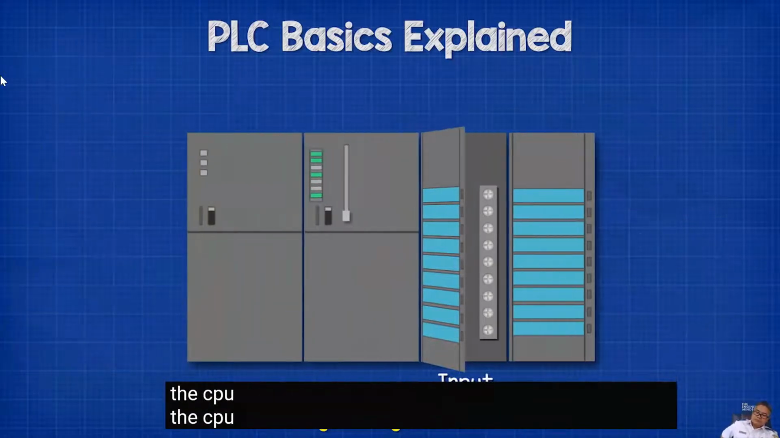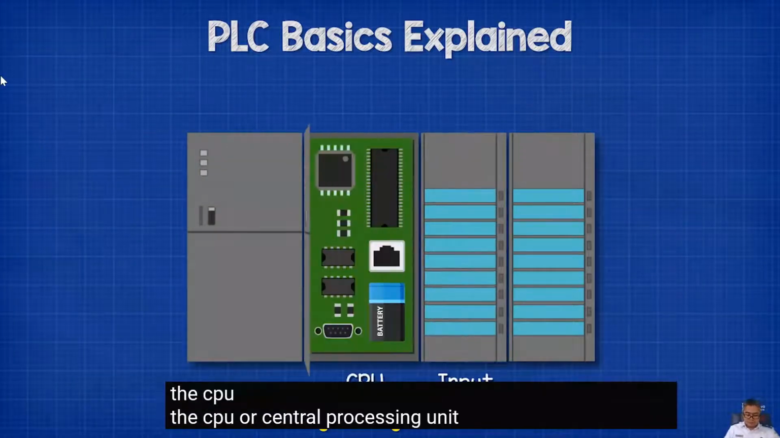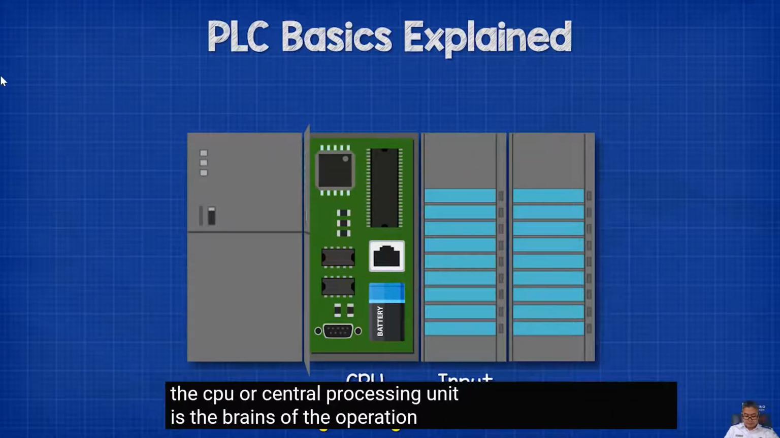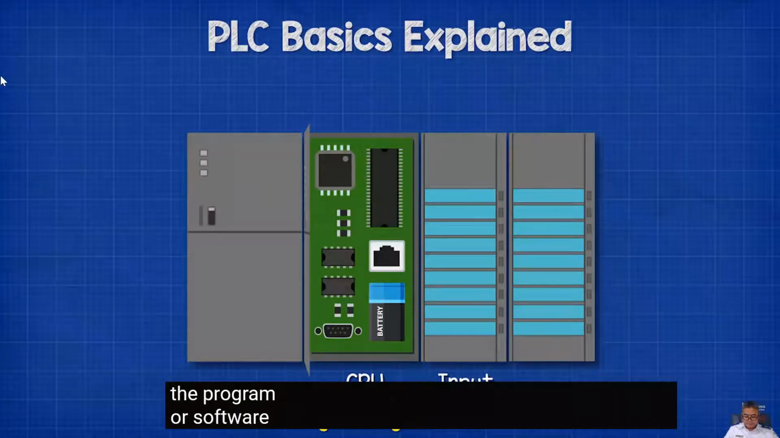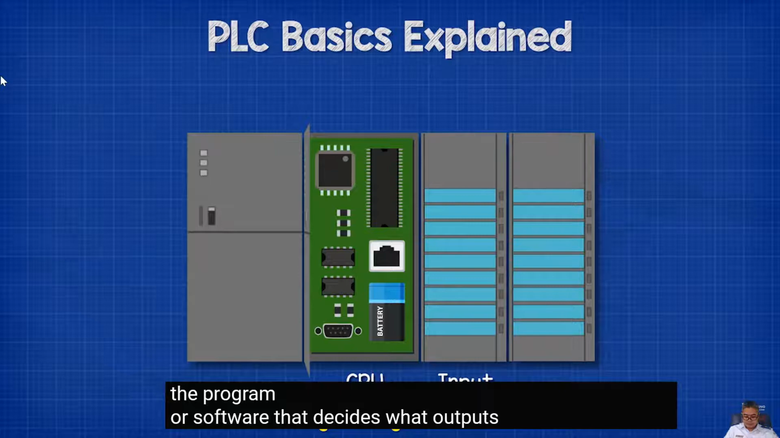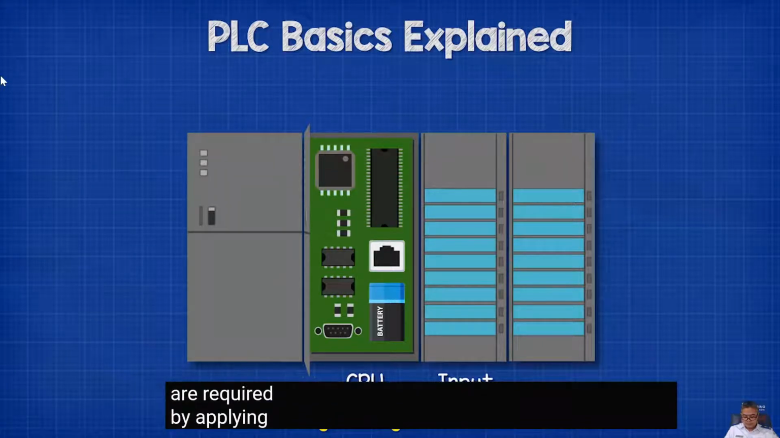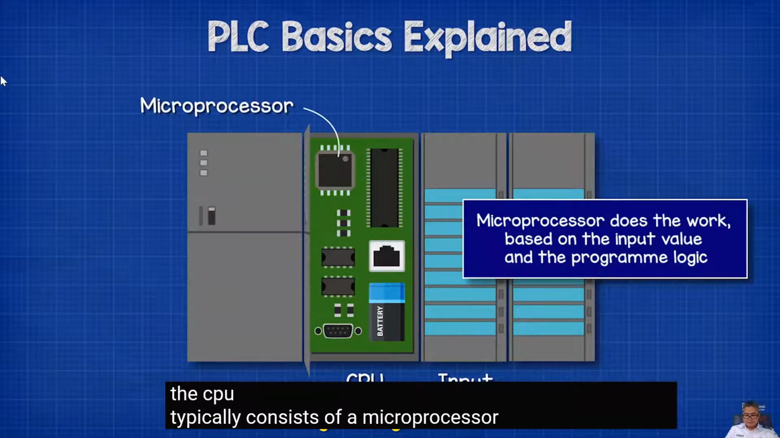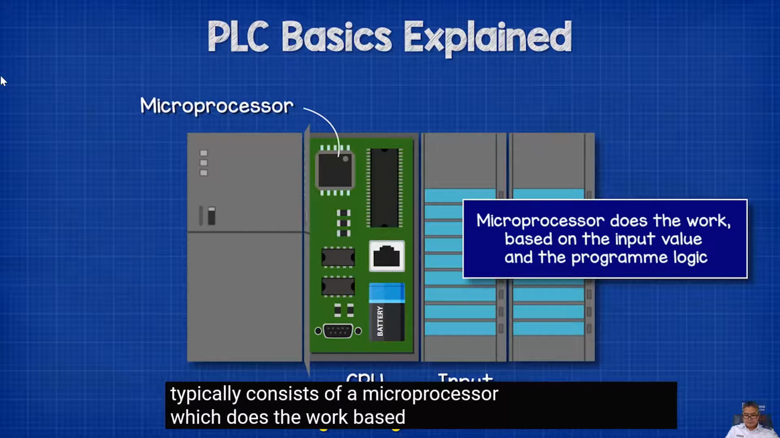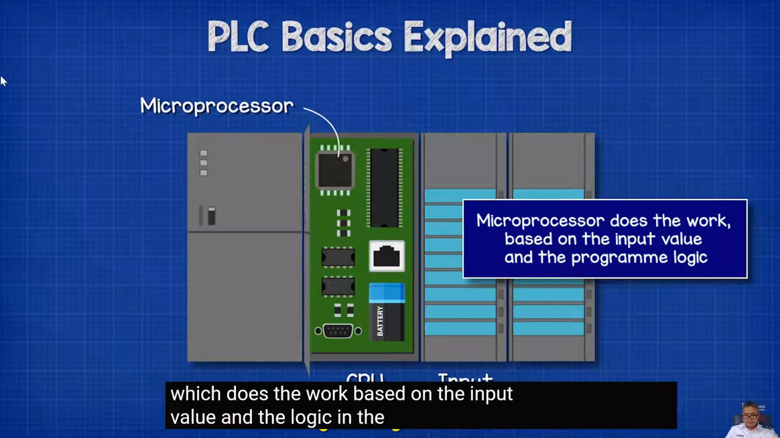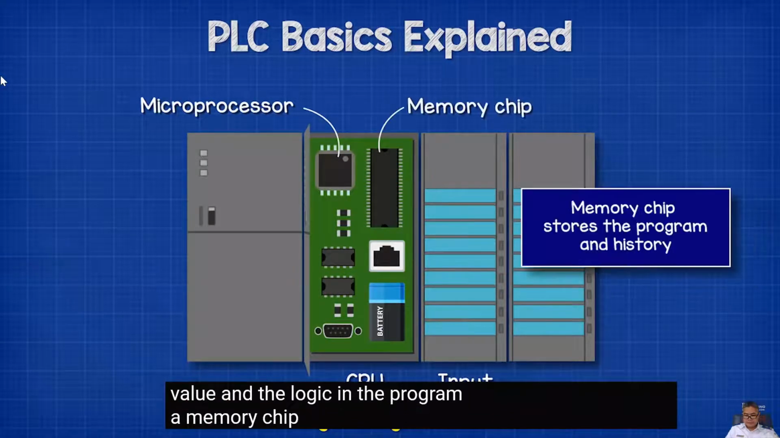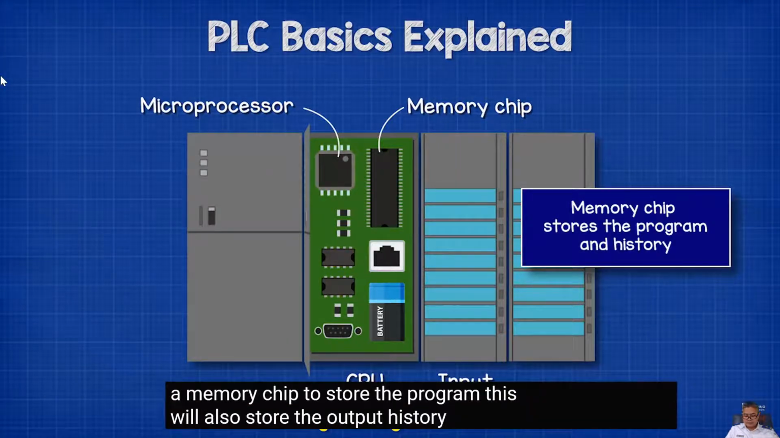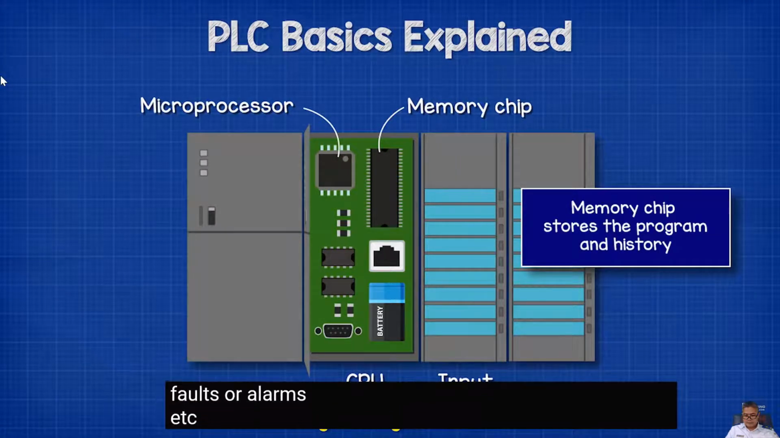The CPU, or Central Processing Unit, is the brains of the operation. It holds the program or software that decides what outputs are required by applying rules to the input signals. The CPU typically consists of a microprocessor, which does the work based on the input value and the logic in the program, and a memory chip to store the program. This will also store the output history, any faults or alarms, etc.